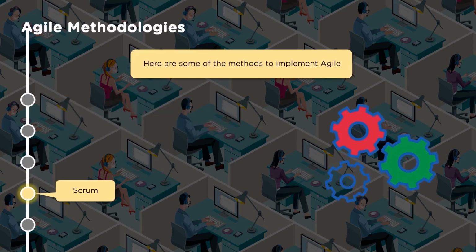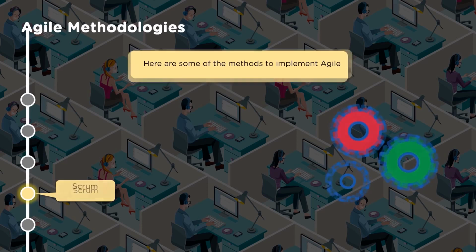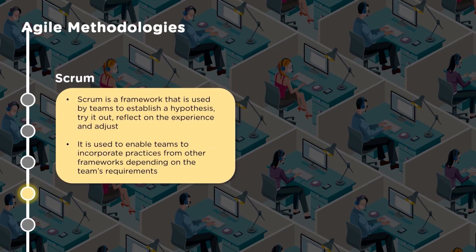So next, one of the popular methodologies would be Scrum. Scrum is a framework that is used by teams to establish a hypothesis, try it out, reflect on the experience and adjust. It is used to enable teams to incorporate practices from other frameworks depending on the team's requirement. It's a simple framework which speaks about a product owner, a scrum master, and a self-organizing team. Some of the terminologies it uses are sprint, daily scrum, product backlog, sprint backlog. It's very essential to understand this framework. It is simple and also very easy to adopt.